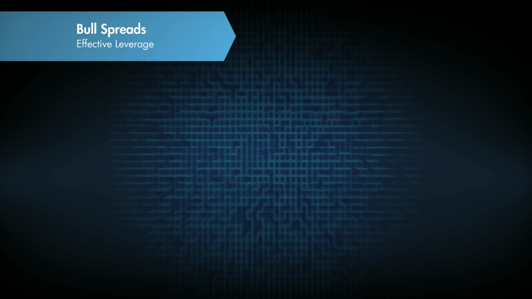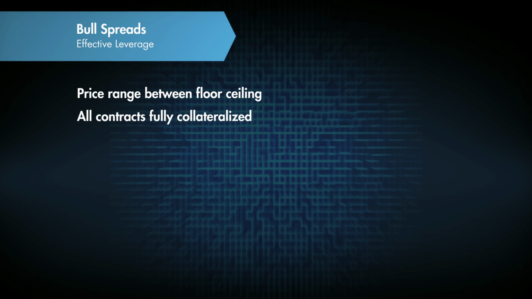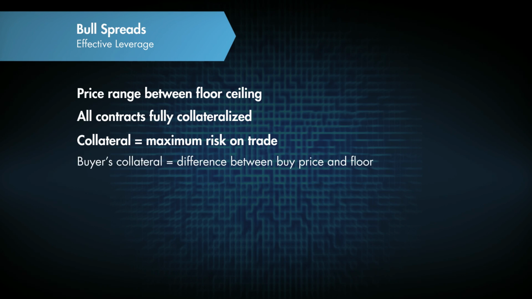So as we understand from a bull spread, we should know by now that a price range makes up a bull spread. It has a floor and a ceiling. Price can't trade lower than the floor or over the ceiling. All contracts are fully collateralized. Basically what that means is the collateral we as traders put up is equal to our maximum risk on the trade, so it's clearly defined up front. The buyer's collateral is the difference between the buy price and the floor. The seller's collateral is simply the difference between the sell price and the ceiling.